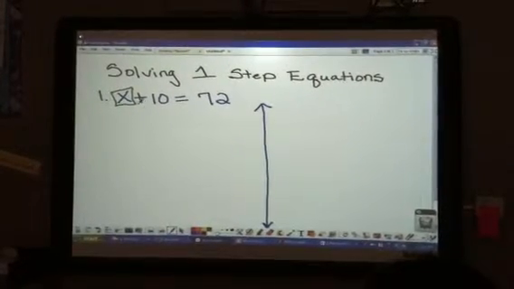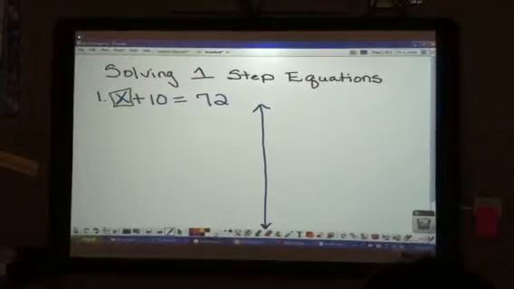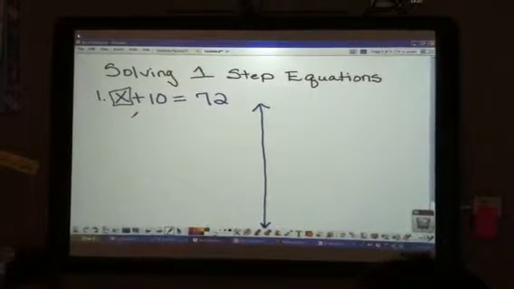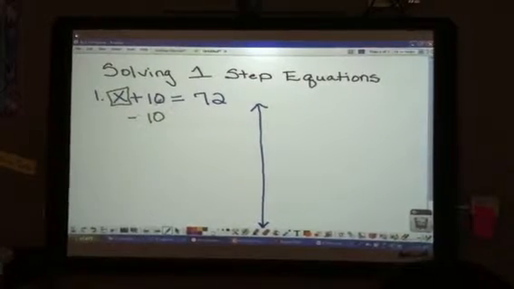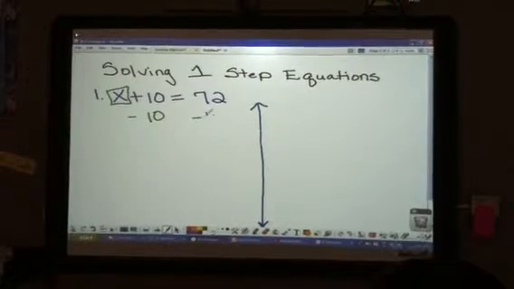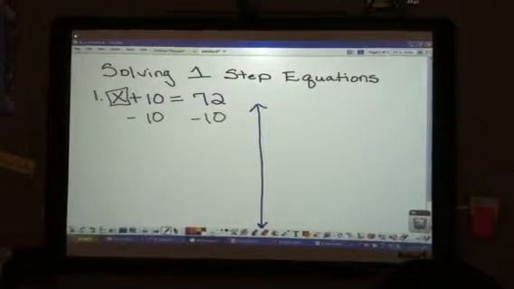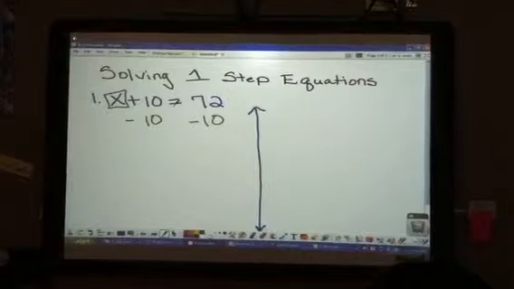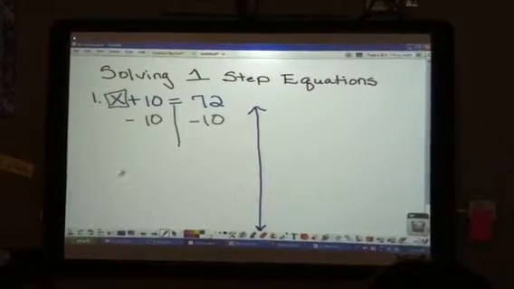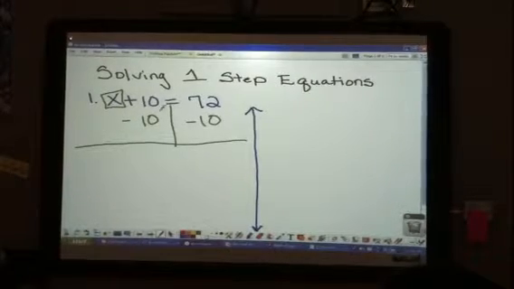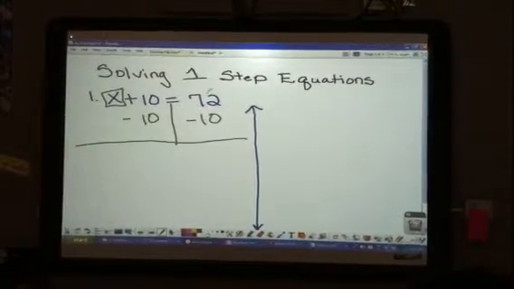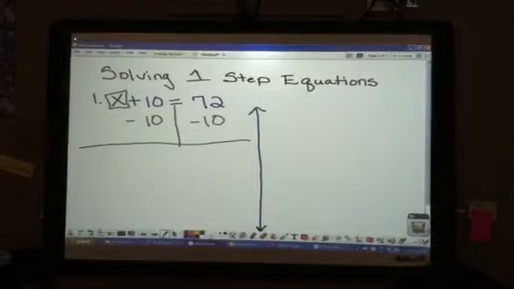So if you look at this one, 10 is being added to x. So I'm going to subtract 10 from this side. And what I do on one side of the equation, I have to also do on the other side of the equation. Now, I like to draw a little line down the middle, and that way I don't get confused from what's happening on this side and what's happening on this side.